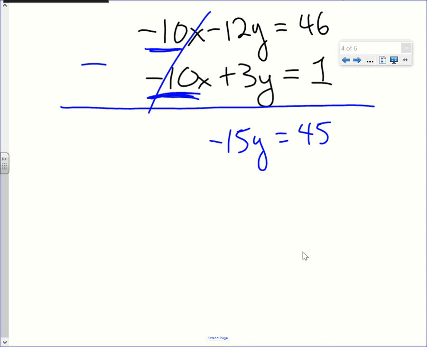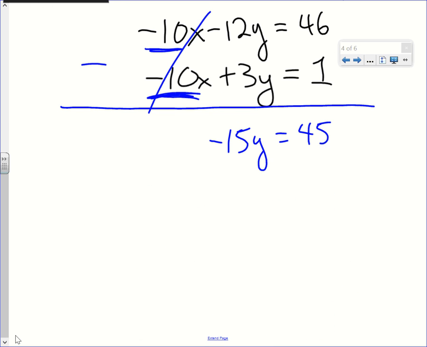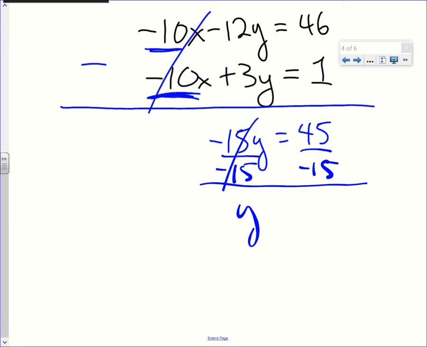All right, step 3, I think we're on. What does step 3 say? Solve the resulting equation. How do you solve for y? Pacheco, stay with me. Now we're talking. Negative 15 divided by negative 15. y is negative 3. We're almost done with the system, you guys.